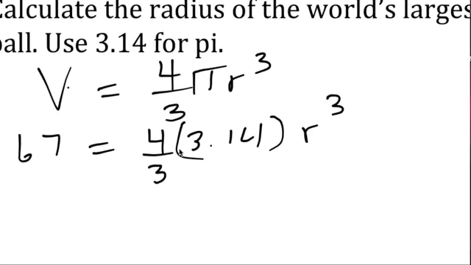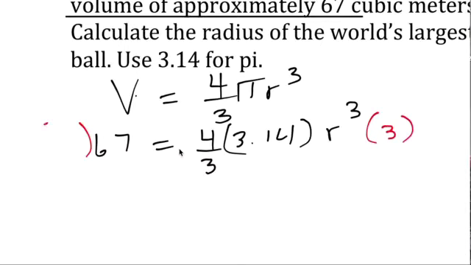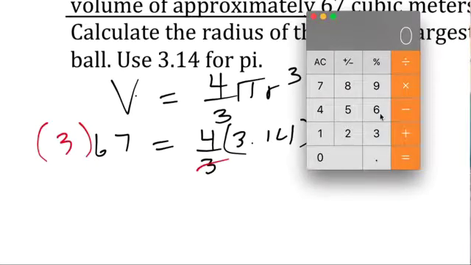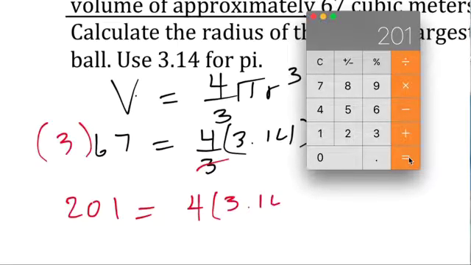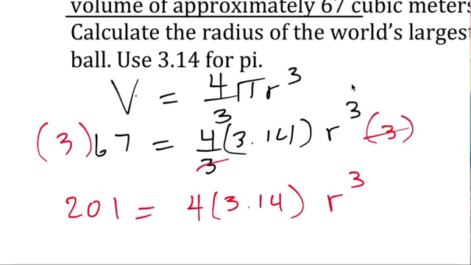get rid of the fraction, so we multiply by 3. That's the first thing I would do, right? So 67 times 3 is 201. And then we do 4 times 3.14. We get, okay, and oops.